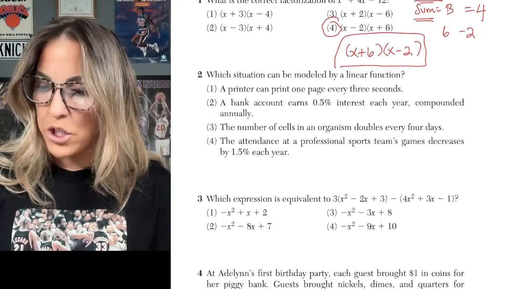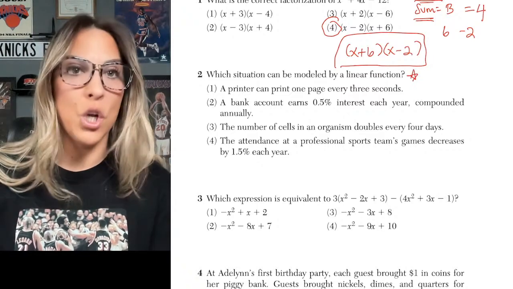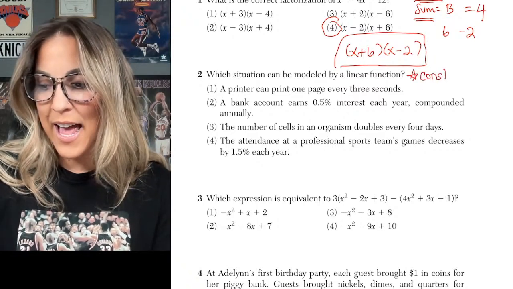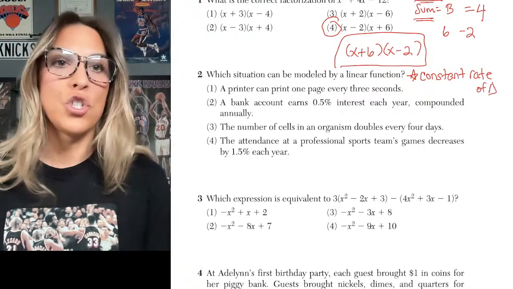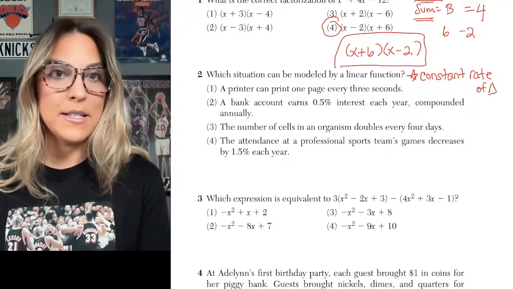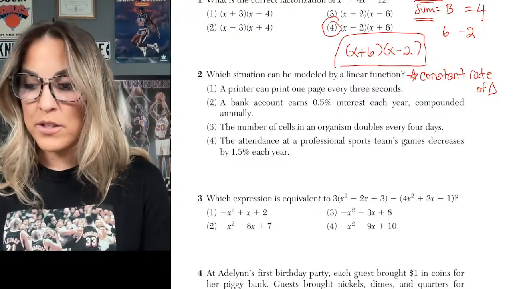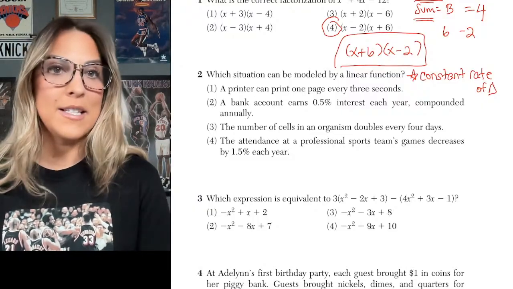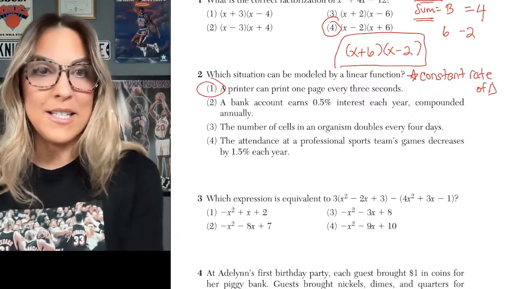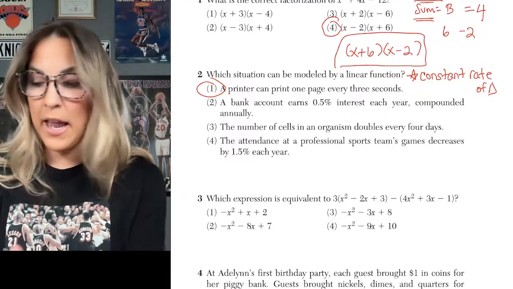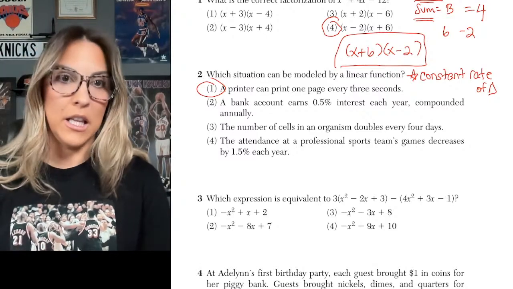Number 2, which situation can be modeled by a linear function? The most important thing to know about a linear function is that it has a constant rate of change. So it is either increasing or decreasing by the same amount for each interval. So choice number 1 says a printer can print 1 page every 3 seconds. That's it right there. That is a constant rate. So every second, it's printing 1/3 of a page, right? Every 1 page gets printed in 3 seconds. So that is a constant rate. That is a linear function.